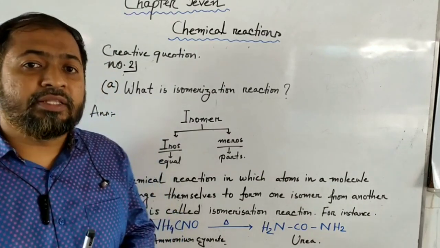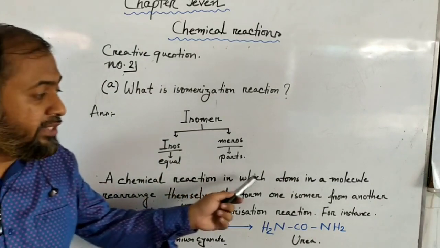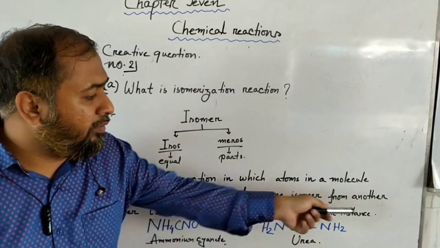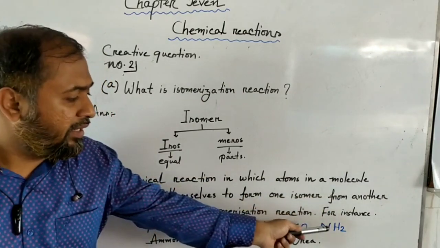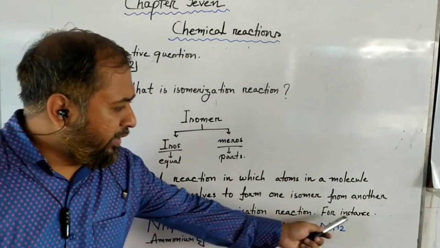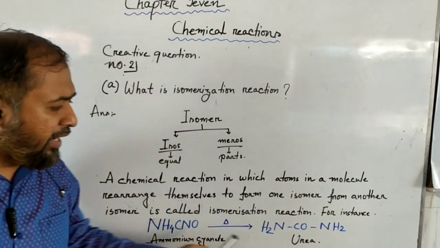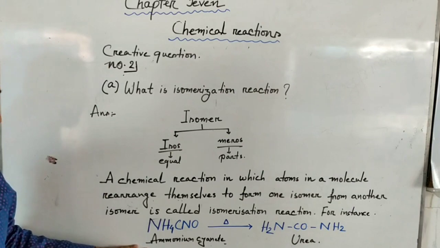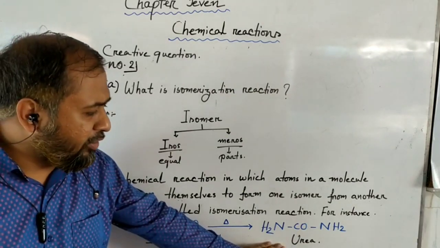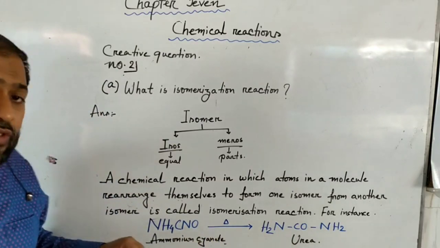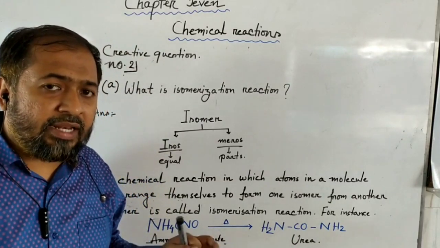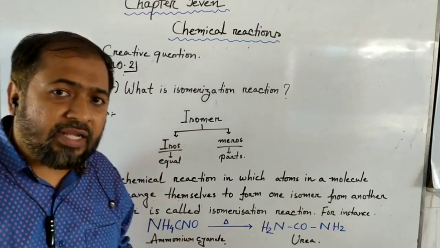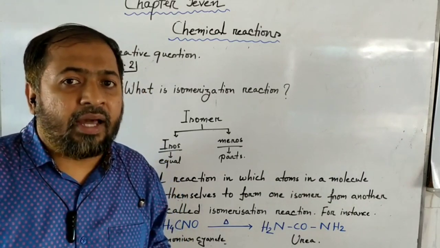Now, what is isomerization reaction? A chemical reaction in which atoms in a molecule rearrange themselves to form one isomer from another isomer is called an isomerization reaction. For instance, ammonium cyanate turns into urea after applying heat. Ammonium cyanate is an inorganic compound and turns into urea, which is an organic compound. In both cases, the total numbers of nitrogen, hydrogen, oxygen and carbon atoms are equal, but due to the different rearrangement, due to their different structural formulas, their physical and chemical properties are different.